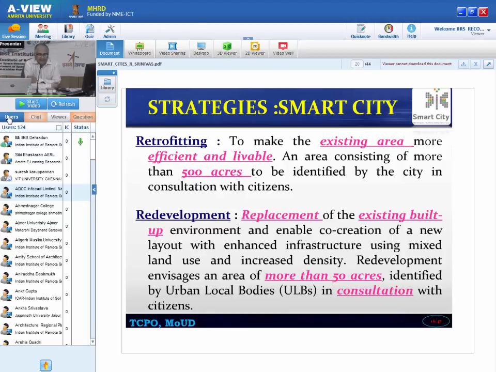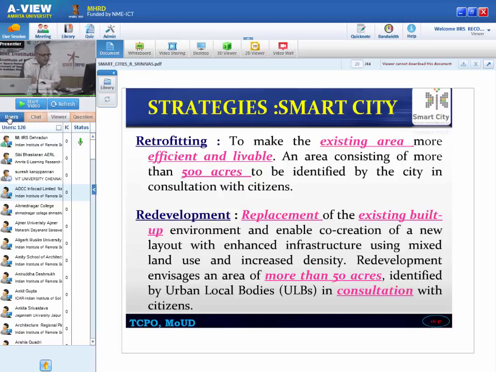Another strategy would be redevelopment, that is replacement of the existing built-up environment and enabling co-creation of a new layout with enhanced infrastructure using mixed land use and increased density. Redevelopment depends on the urban local body, what kind of area they want to redevelop. For example, the LBZ area, Lutyens Bungalow Zone, is a very low-rise, low-density area in New Delhi, but it has a lot of dilapidated structures, which can be replaced and redeveloped, depending upon the norms and standards of that particular area.